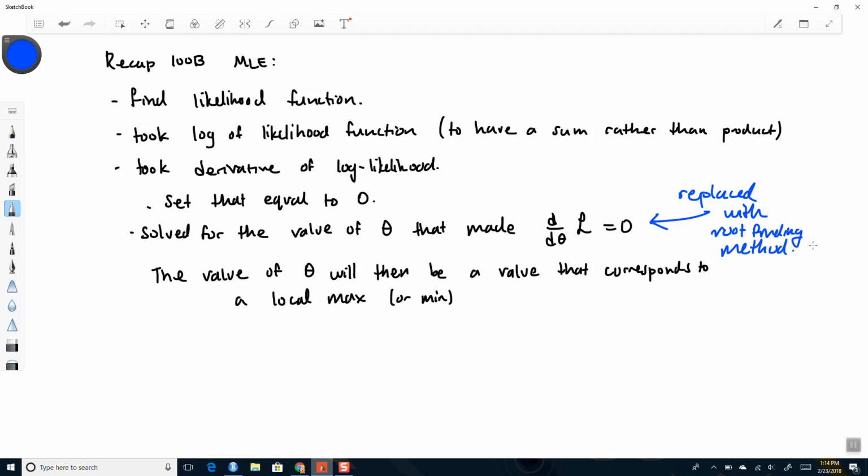So you solve for the value of theta that makes the derivative equal to 0. Just replace that with a root finding method, and now we have a computational approach to our maximum or minimization problem. Does that make sense? All of those methods we learned on Wednesday about how to find where the function crosses 0 can now be used in the context of optimization or minimization. All we have to do is find where the derivative equals 0.